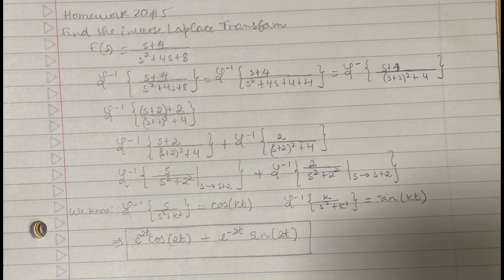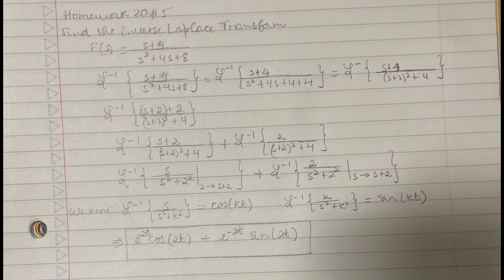So I have now S over S square plus 2 square plus Laplace inverse of 2 over S square plus 2 square. I know that the inverse of S over S square plus K square is cos KT, and the Laplace inverse of K over S square plus K square is sine KT. My K in this case is 2, so I'm going to have cos 2t.